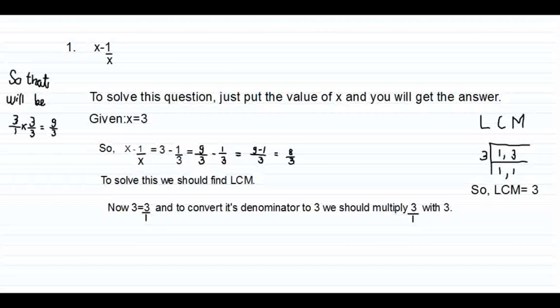So now we got that 3 by 1 or 3 is equal to 9 by 3. So this will be equal to 9 by 3 minus 1 by 3. Here both the denominators are the same, so 9 minus 1 by 3 will be equal to 8 by 3 because 9 minus 1 is equal to 8. Hope that you got the first problem. Now we will move on to the second problem.